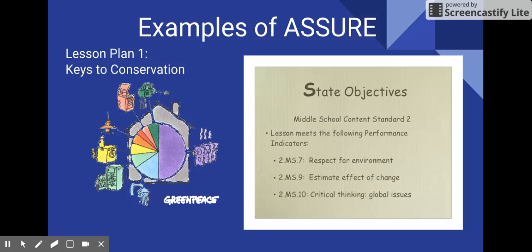This is one example of Assure where a 6th grade science teacher decided to use the Assure model to make this lesson on keys to conservation, where students were required to bring in an energy bill from home and input this data into a spreadsheet, along with researching ways to conserve energy and presenting it in a paragraph form.